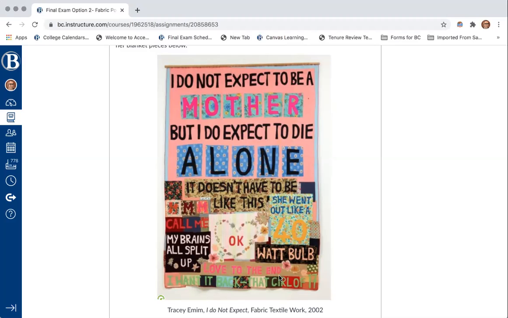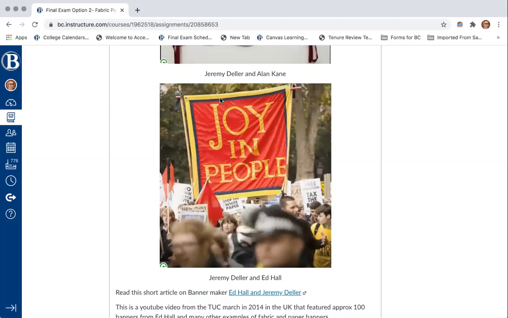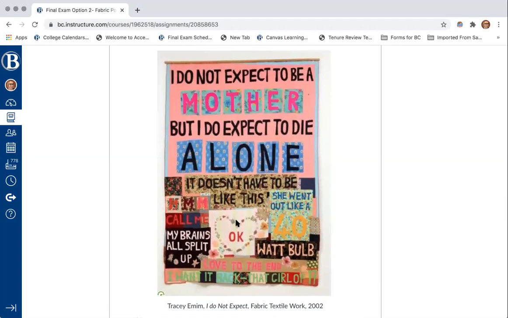It's very informal. The quality is different from the highly created, highly refined design of Ed Hall's. Well, Jeremy Dell designed Ed Hall's work. And from that, we can speak to the fact that Ed Hall is a professional banner maker. It's what he does for a living. Tracey Emin is a fine artist and works with many different types of mediums. And the goals are a bit different.